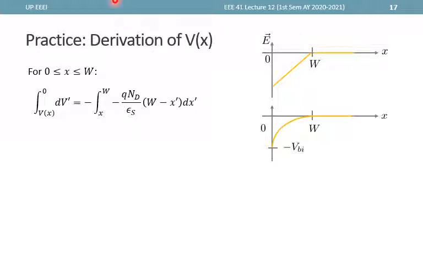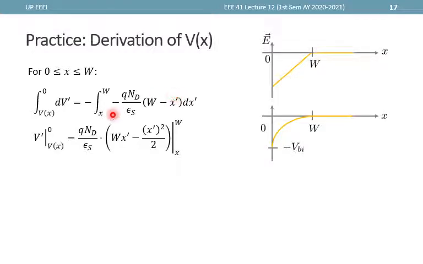Now let's have some simple practice of how we were able to derive that V of x. Let's show the step-by-step process. Okay, so we copy here the same equation we started. So this is the integral of the voltage is equal to the negative of the integral of the electric field with respect to x. So this one is the function for the electric field.